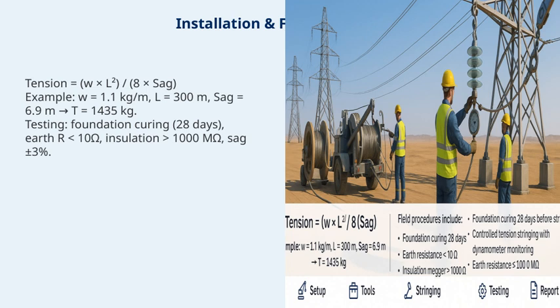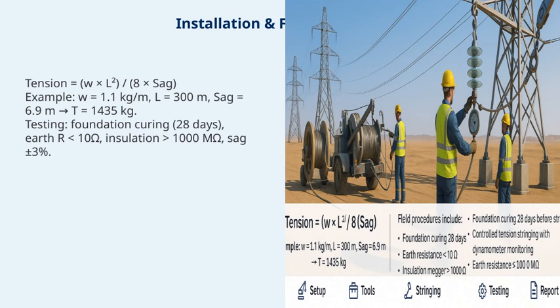It's important to perform thorough testing after installation. This includes waiting for the foundation to cure, which typically takes about 28 days. We also need to verify that the earth resistance is less than 10 ohms to ensure proper grounding. The insulation resistance should be greater than 1,000 megohms to guarantee electrical safety. Lastly, we aim to keep the sag within a plus or minus 3% tolerance to maintain optimal tension and system performance. These steps are vital to ensure the durability and safety of the installation, aligning with our overall goal of reliable, efficient power transmission.